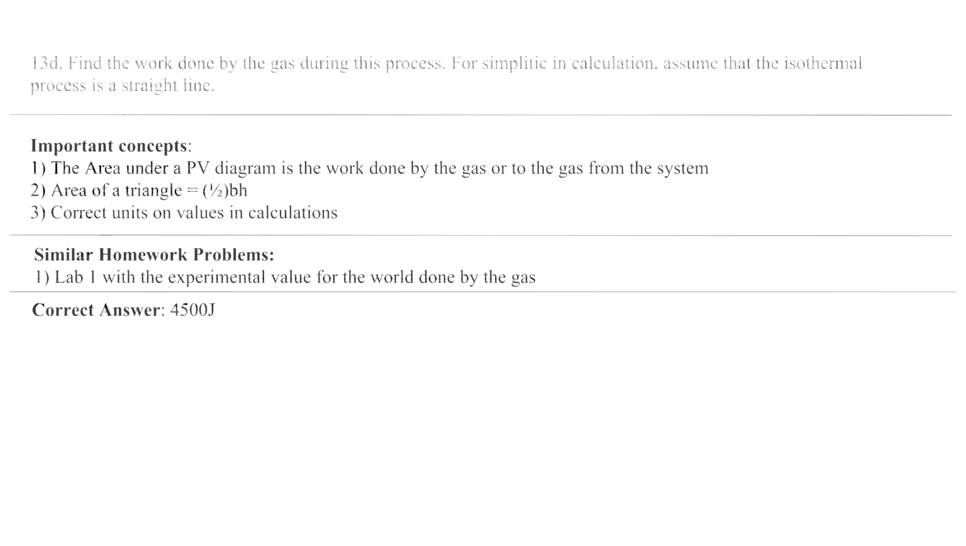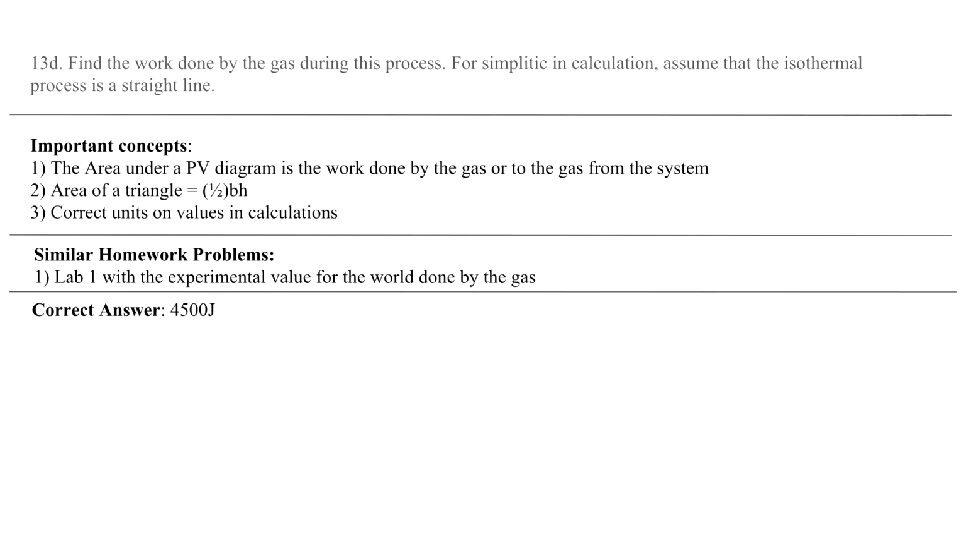Lastly, for problem 13D, the problem reads, find the work done by the gas during this process. For simplicity in calculation, assume that the isothermal process is a straight line. It's probably a typo in there. So some important concepts to know here is that the area under a PV diagram is the work done by the gas or to the gas from the system. Another thing is, in this case, we're dealing with triangles, and the area of a triangle is half base times height.